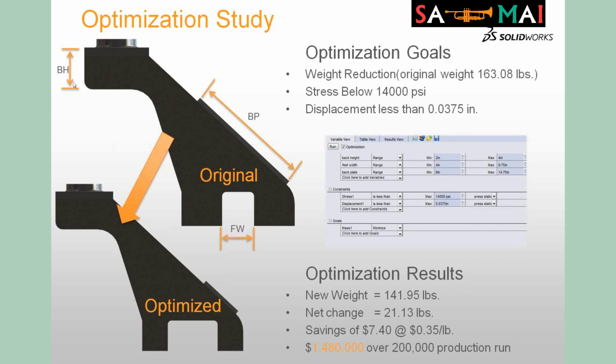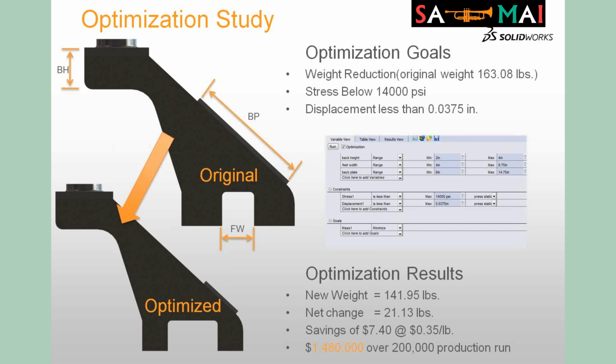So from that design insight plot, we had three dimensions that we can change. Essentially this height, which what you're going to see here is called the back height. I'm going to vary that from 2 to 4 inches. So we're going to tell the software we can adjust that parameter or that dimension. The back plate length as well, and this is going to go from 6 to 14.75. And then in between my feet, I want to open up that gap. And we're going to vary that from 4 to 9.75 inches. I'm also going to tell it the two parameters that we want to hold true. We have to be less than 14,000 psi and less than the 0.0375 displacement.